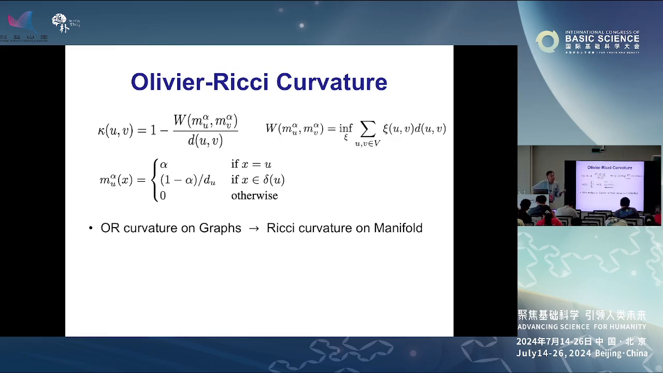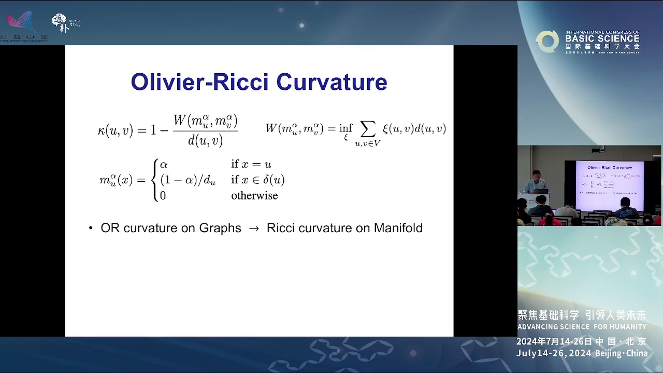But the Euclidean distance between two nodes in a network, once again, is hard to define. Typically they just use the shortest path in the graph to denote this. So this is the so-called Olivier-Ricci curvature.